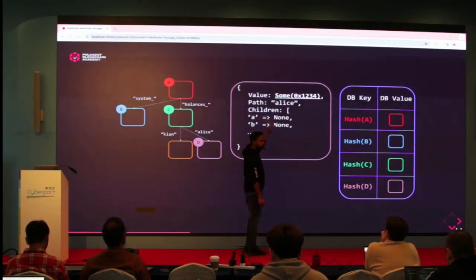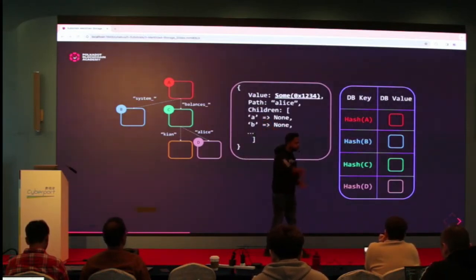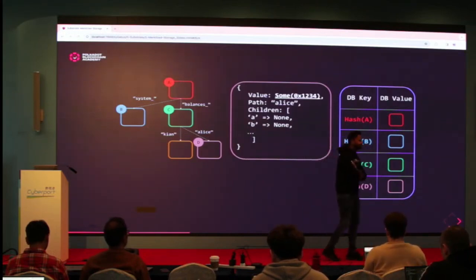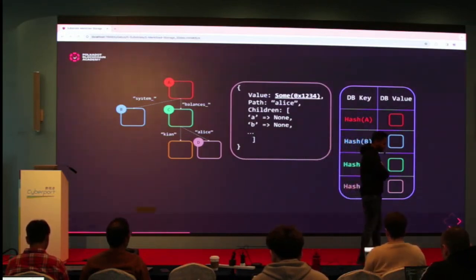But when I'm saying querying it from the DB, can you repeat the whole thing? So does the node contain the embedded value, or does it contain the full value or the reference to the DB? It's a good question.